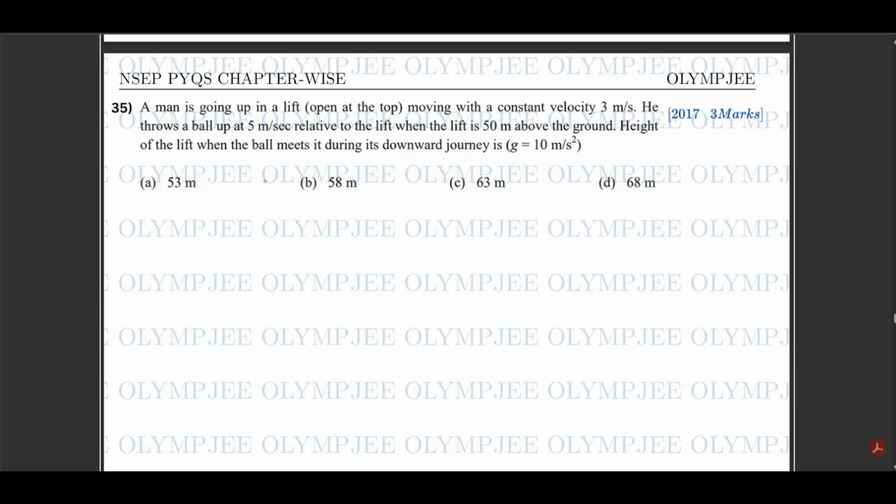Question 35 says a man is going up in a lift moving with constant velocity 3. He throws a ball up at 5 meters per second relative to the lift when the lift is 50 meters above the ground. Find the height of the lift when the ball meets it during its downward journey.